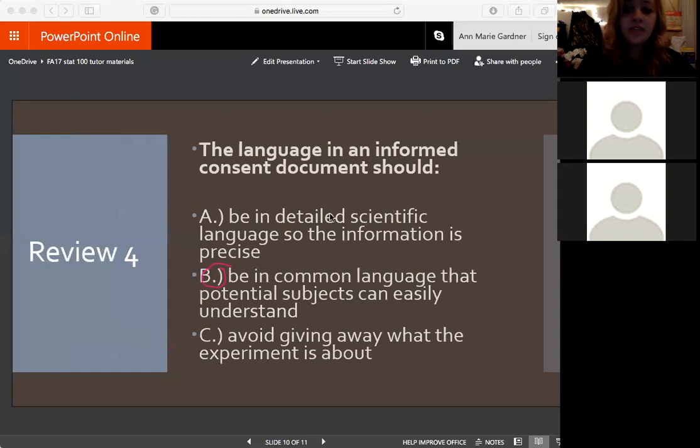We don't want it to be detailed and scientific, because then they may not be able to understand it. And for C, in some cases you don't want to say the purpose of the experiment, because you don't want that to affect the way they perform and how they answer questions. But that's not really involved in informed consent anyway, and it's not something you should be thinking about in that aspect. So our answer would be B there.